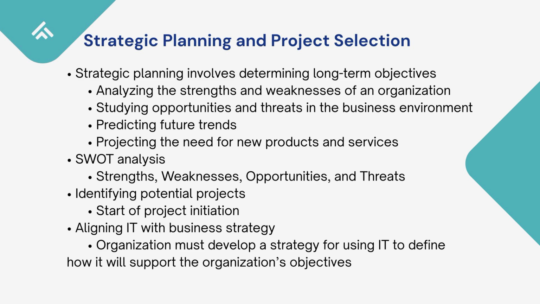SWOT analysis, or SWOT. S is for strengths, W is for weaknesses, O is for opportunities, and T is for threats. S is for strength. Strength: what you are good at, advantages, resources, and skills. Then, the W is for weaknesses. Weaknesses: what you lack or need to improve.